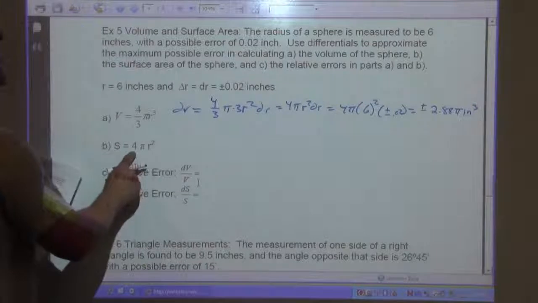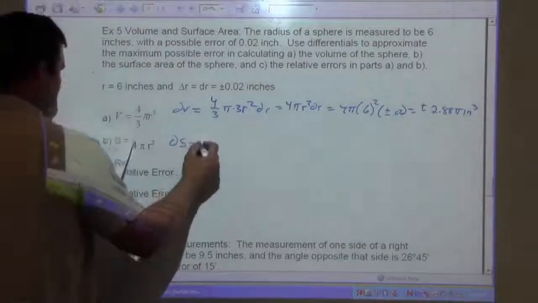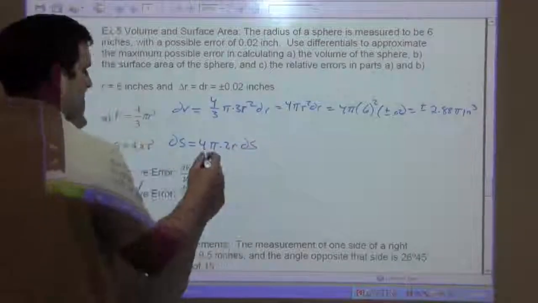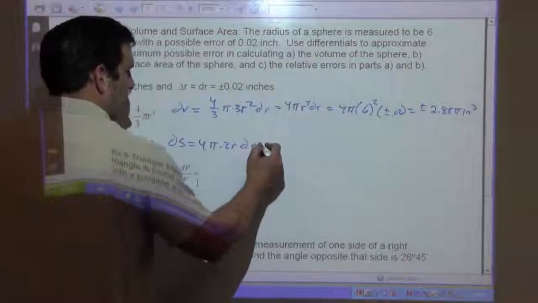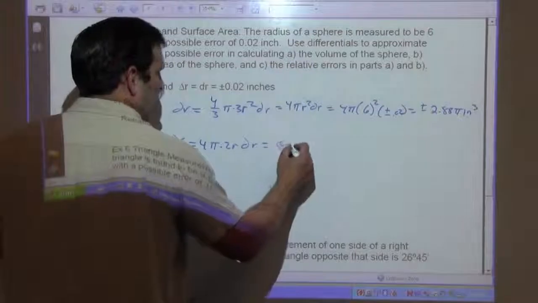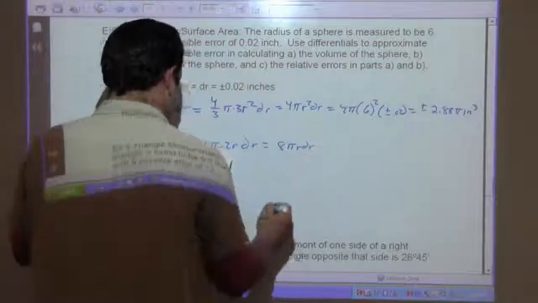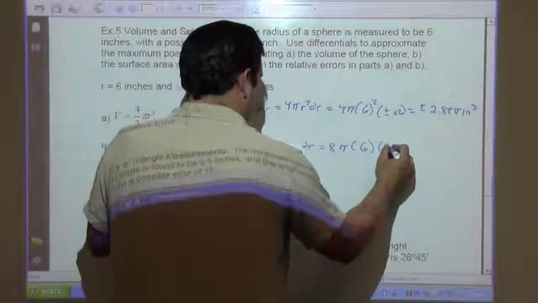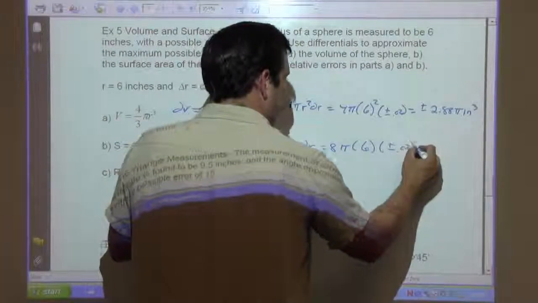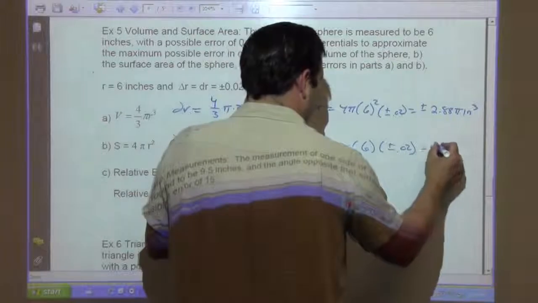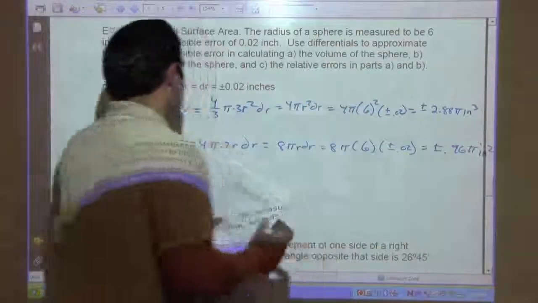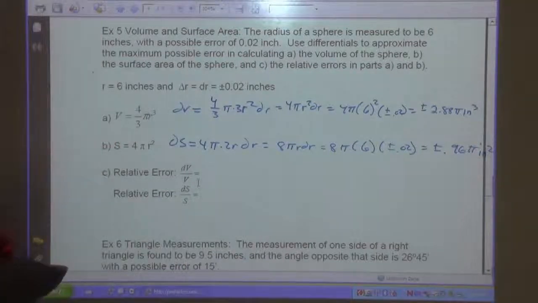For this next one, for S, dS is going to be 4 pi times 2r dr. That's going to be 8 pi r dr, which is 8 pi times 6 times plus or minus 0.02, which is plus or minus 0.96 pi square inches. So we're talking volume versus surface area.